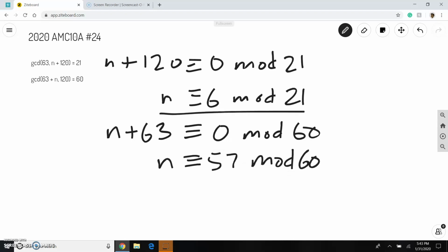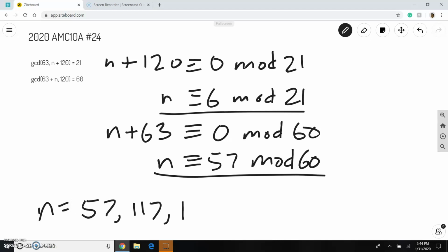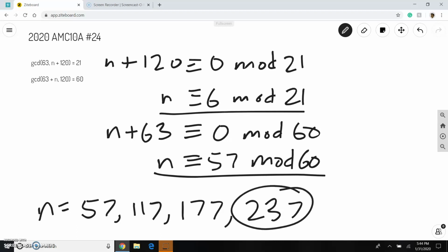Now we want to find an integer that satisfies both of these conditions, and the simplest way to do that is just list possible n's that satisfy the second condition and see which one of those satisfy the first. So when we list out the four values that work, we have n equals 57, 117, 177, or 237. And from just checking, we find that 237 is the only value that works. However, we're not done. This is clearly not greater than 1000, which is what we want.